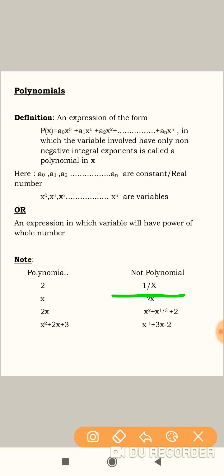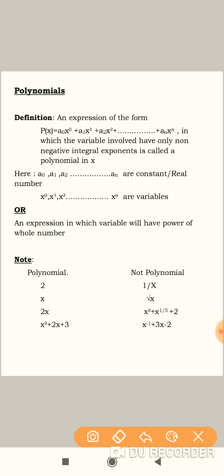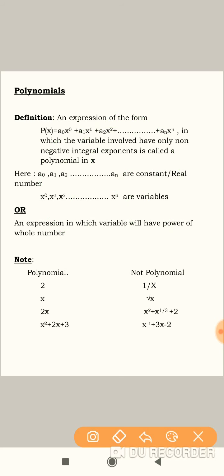Whereas when you see those that are not polynomial, the first example is 1 by x. Here 1 by x can be written as x raised to minus 1. Here the power is negative, so that cannot be called as a polynomial. So straightly it has been noted that the variable must have the power of whole number. Next example, root of x. The root of x in exponential form is x raised to 1 by 2, where x raised to 1 by 2 has a power that is a fraction, so it cannot be called as a polynomial.